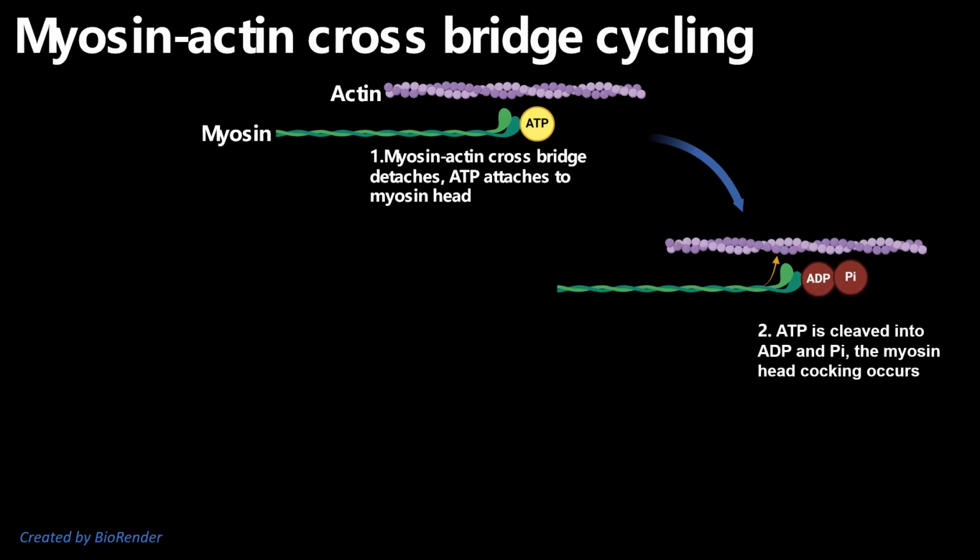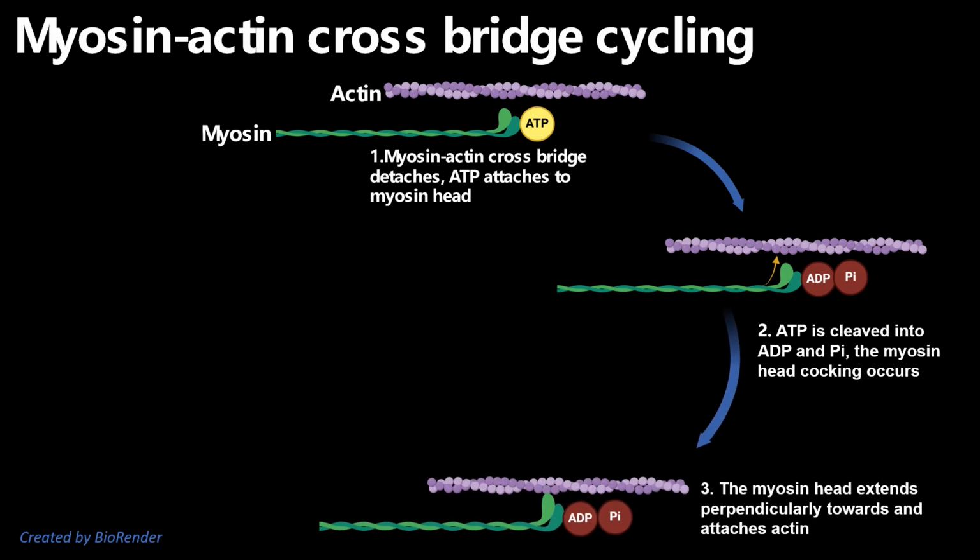To begin contraction, the ATPase on the myosin cleaves the ATP, leaving ADP plus the phosphate ion bound to the head. In this state, the conformation of the myosin head is such that it extends perpendicularly toward the actin filament, but it is not yet attached to the actin. Then the myosin head binds to the active site of the actin filament.